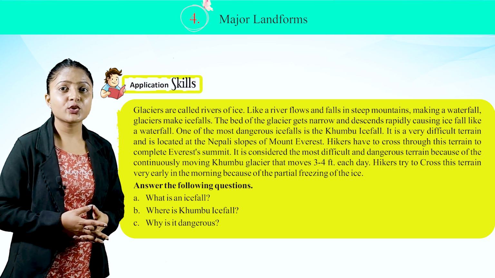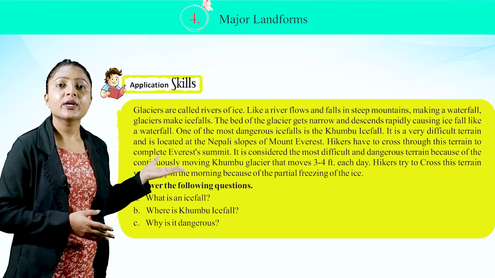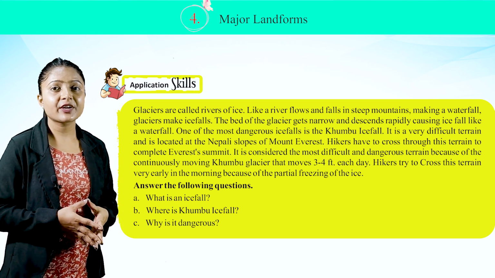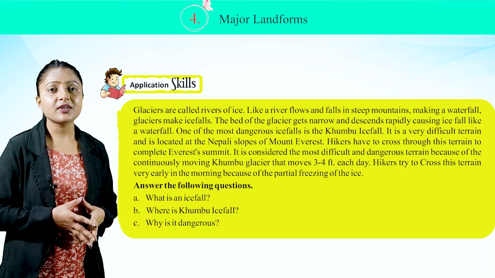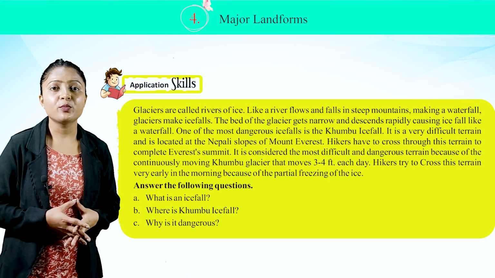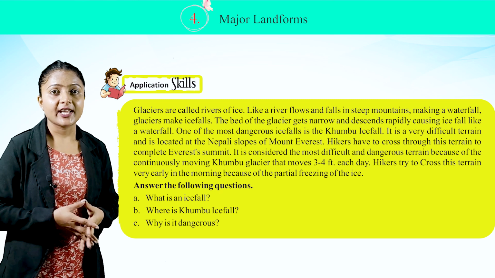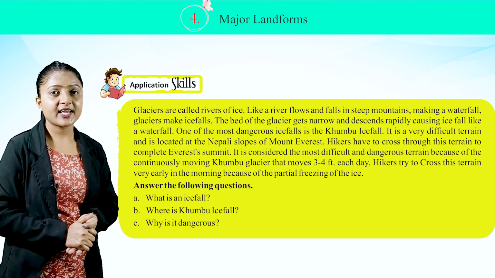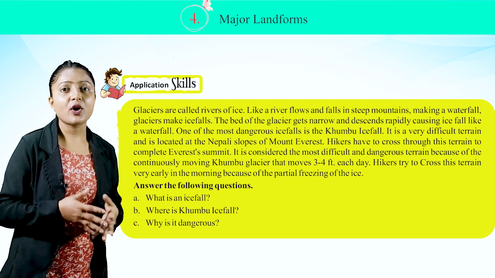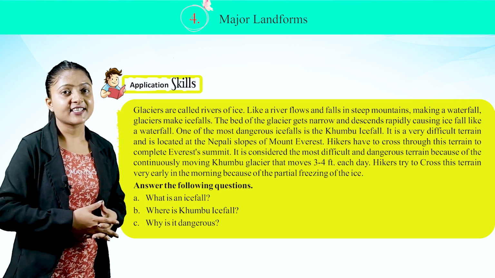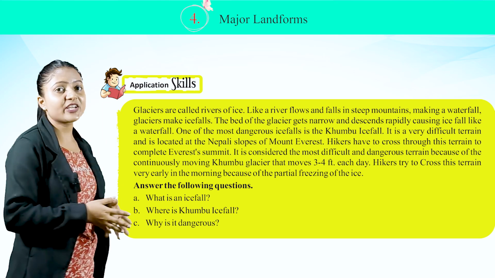Hikers have to cross through this terrain to complete the Everest summit. It is considered the most difficult and dangerous terrain because of the continuously moving Khumbu glacier that moves 3 to 4 feet each day. Hikers try to cross this terrain very early in the morning because of the partial freezing of the ice. Answer the following questions.